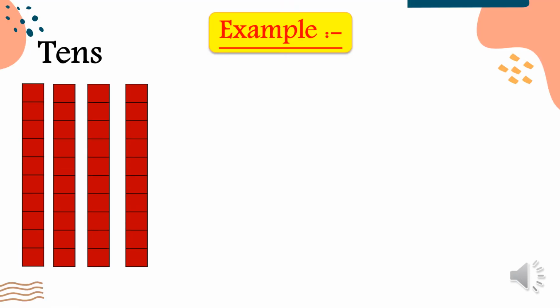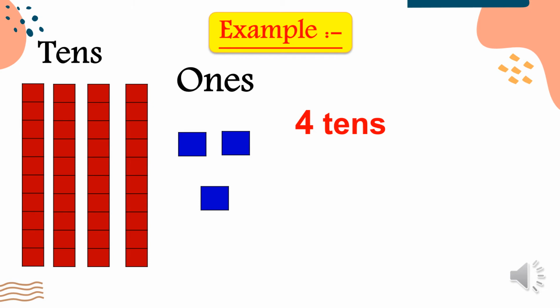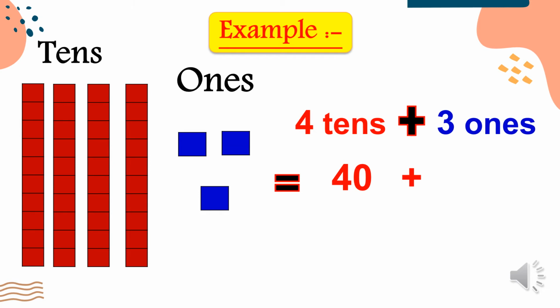We have here 1, 2, 3, 4. 4 in tens, plus 1, 2, 3, 3 ones. So 4 tens, that means it equals 40, plus 3 in ones. In ones, no 0, so equals 3. So 40 plus 3 equals, let's count after 40. 41, 42, 43.